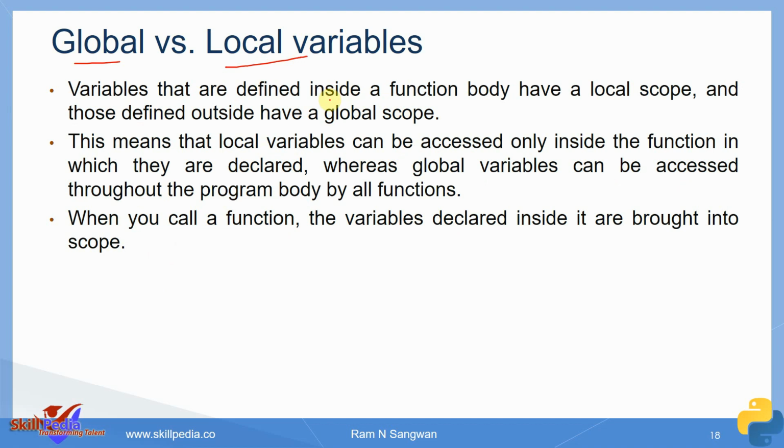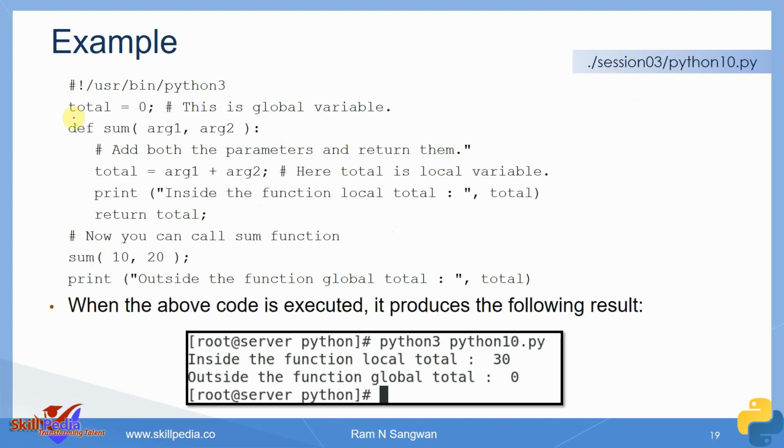Variables that are defined inside a function body have a local scope, and those defined outside have a global scope. This means that local variables can be accessed only inside the function in which they are declared, whereas global variables can be accessed throughout the program body by all functions. When you call a function, the variables declared inside it are brought into scope. We'll understand with an example. For example, total is 0. This is outside any function, so this is a global variable. You can use it inside the function also and outside the function also.